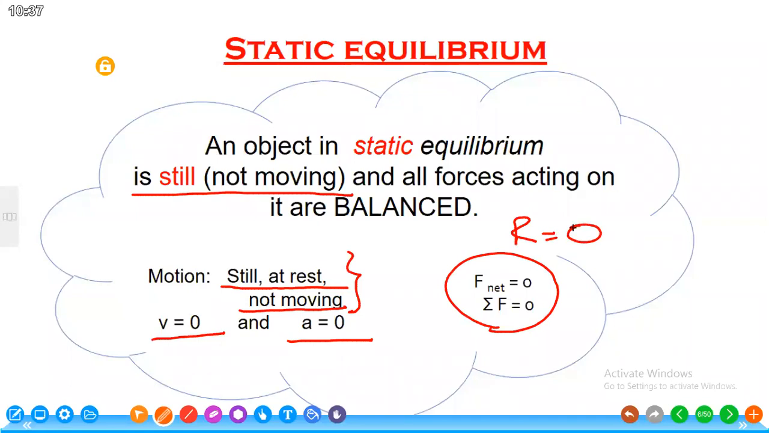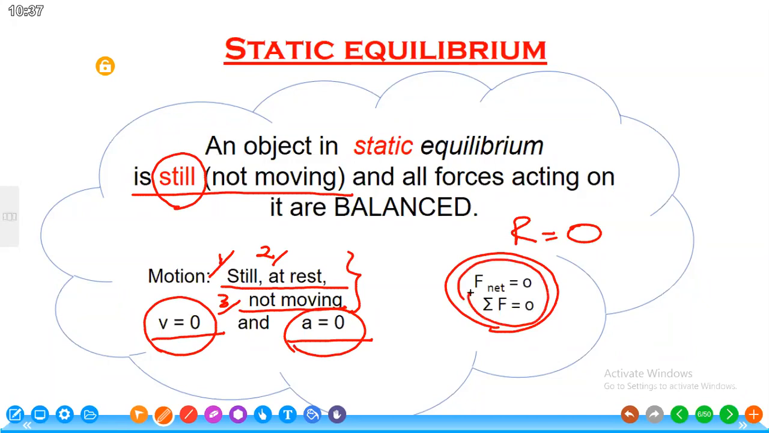All these conditions should be known. Static equilibrium means an object in static equilibrium is still or not moving, and all forces acting on it are balanced. The kinds of motion included here are still, or rest, or not moving, all with the same meaning. In these conditions velocity is 0 and acceleration is 0. So F net is 0 and the resultant force is also 0.